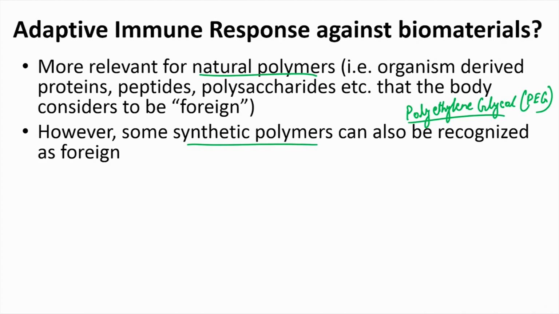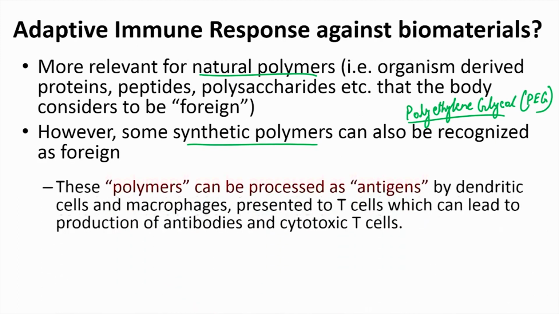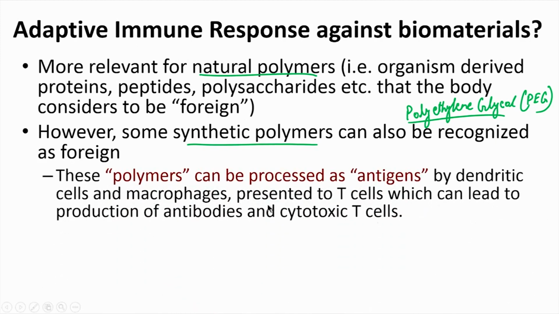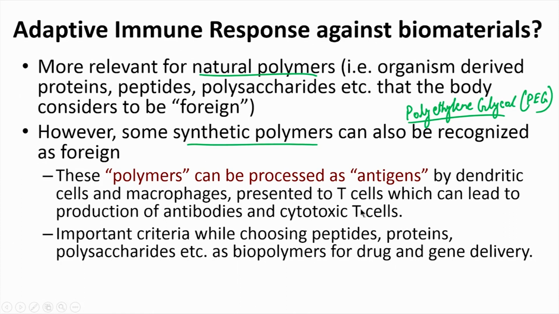However, at least so far the literature has shown that they are not as immunogenic as, let us say, natural polymers are. So, these polymers, as I said, can be processed as antigens by dendritic cells or macrophages and presented to T cells or B cells, and that can lead to production of antibodies or cytotoxic T cells against your material. So, this is an important criterion while choosing peptides, proteins and polysaccharides for your biopolymers. If you know that a certain polymer has a history of generating this, then you may want to avoid it for any kind of drug and gene delivery or any kind of delivery that you are looking at.